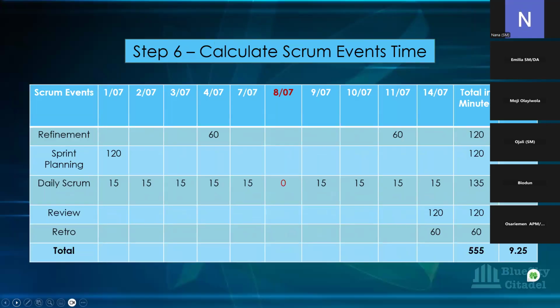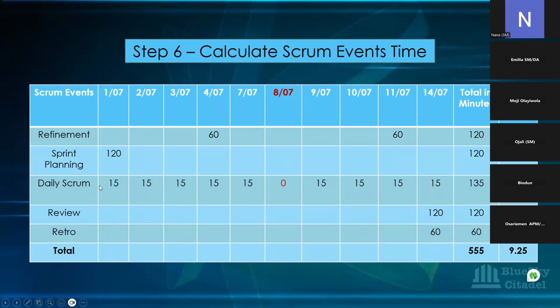We will now want to factor in the Scrum event time because we need to deduct that also. So refinement is done twice in the sprint. A refinement was planned for Friday and another refinement planned for the next Friday, 60 minutes each. So that's 120 minutes, which is 2 hours in the sprint for a refinement session. And then your sprint planning starts at the beginning of the sprint, which is 2 hours. So that is factored in also.